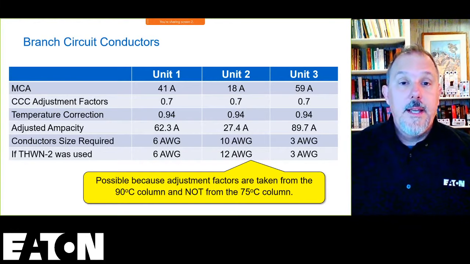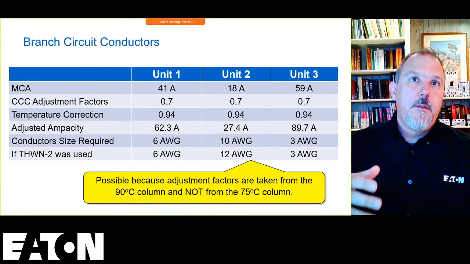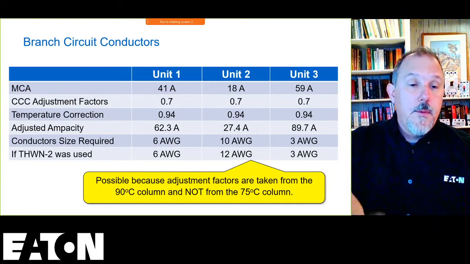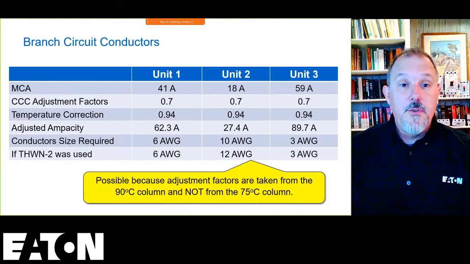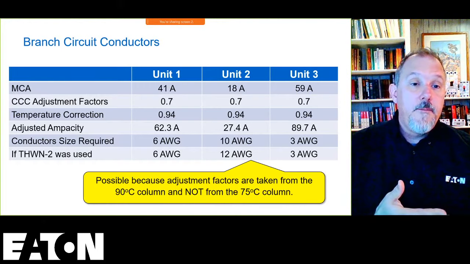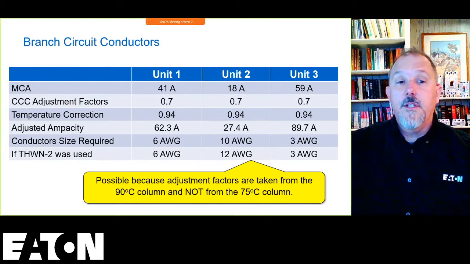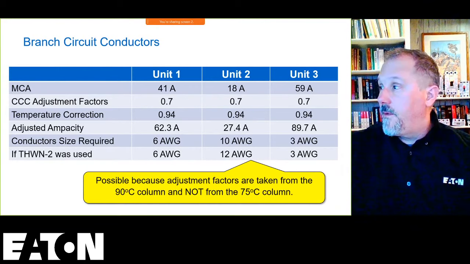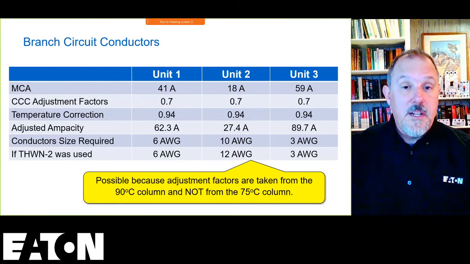So that's why I think it's important. It may be that the warehouse only has THWN-2 90 degree C and that's what you're using. Whether you used THWN or THHN versus -2, at least in these three applications, it wouldn't have made a difference anyway.